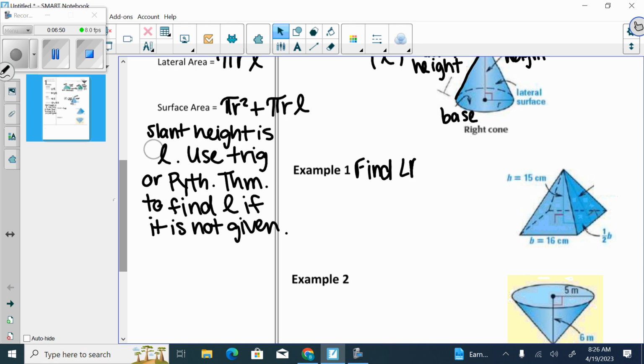Alright, so to find lateral area, our formula was 1/2 perimeter times slant height. We have enough information here to find the perimeter of our base, but they did not give us this line over here that we call the slant height. They did give us this line here, which is the actual height, and then this piece down here on the bottom. How long should that piece be?